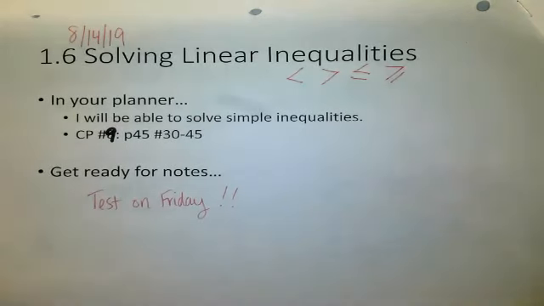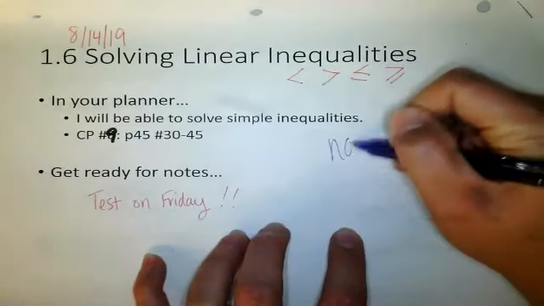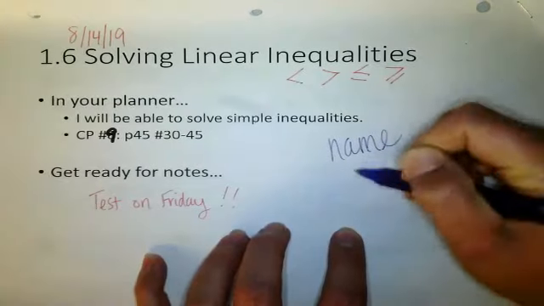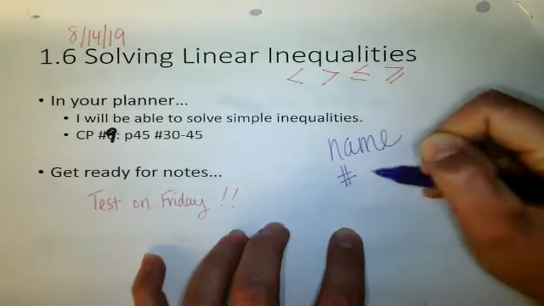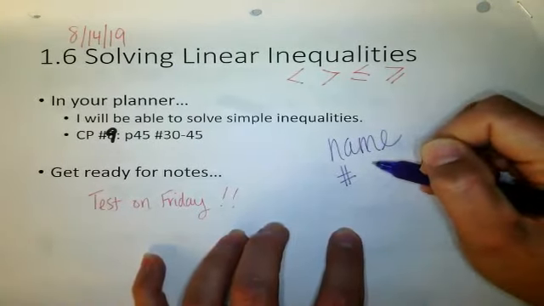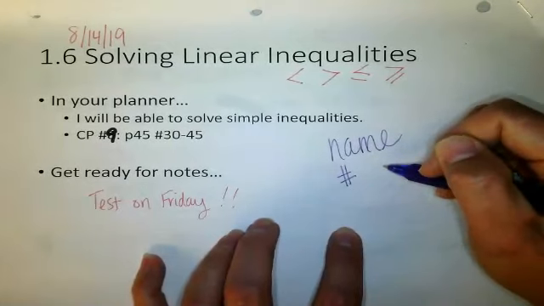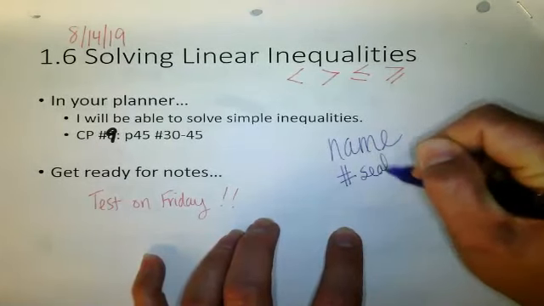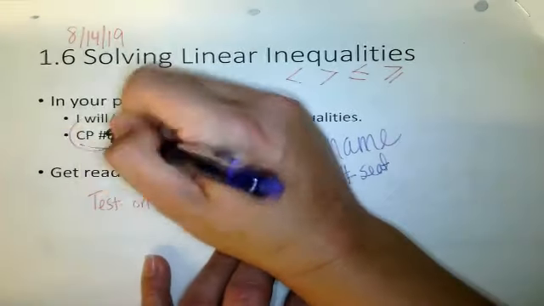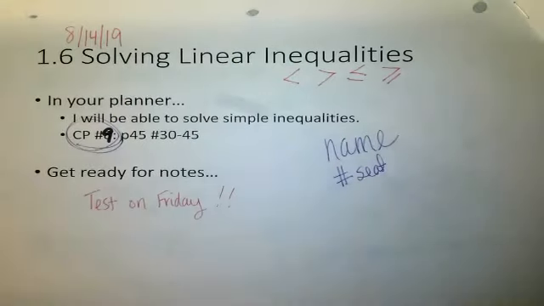All right, ladies and gentlemen, please remember, I would like you to write your name and your seat number on your paper. Your name and your seat number. And CP9. Make sure it's titled CP9. That's all you need on the heading.